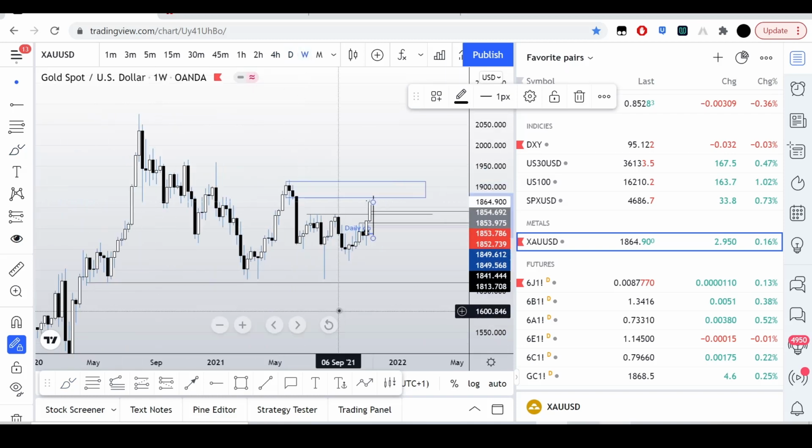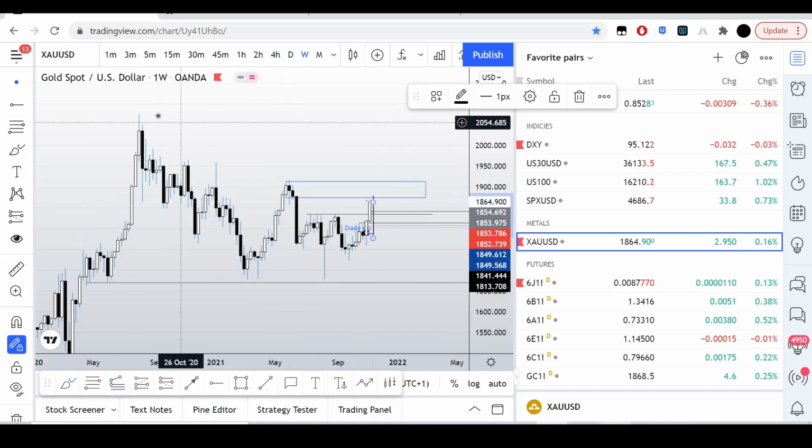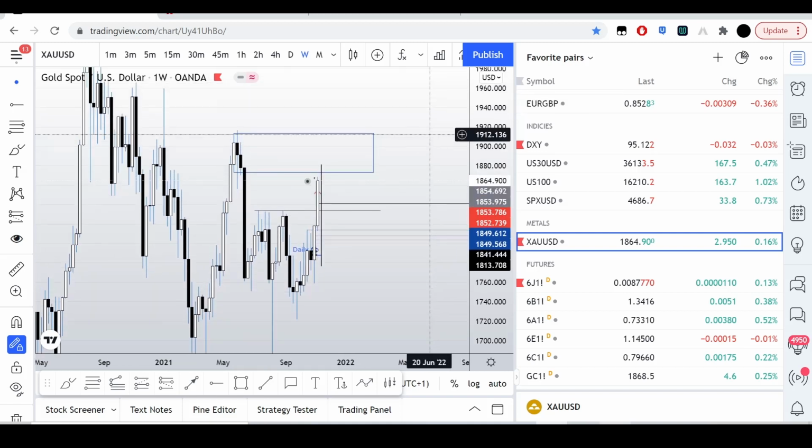Down here, you can see this could be a draw on liquidity if we respect this area. If we break above, then we most likely might come up here because you can see how clean these are as well. And you know, gold will have some nice buys.